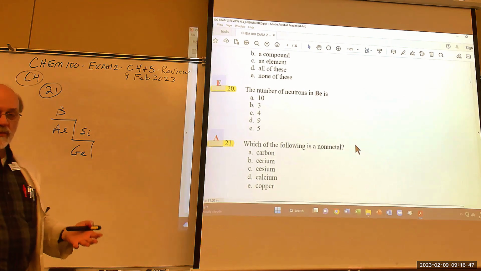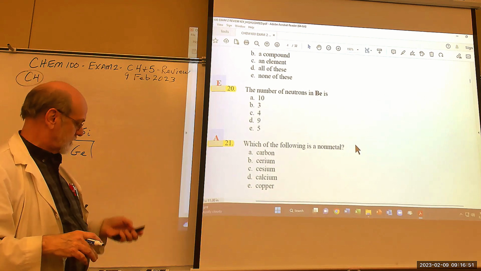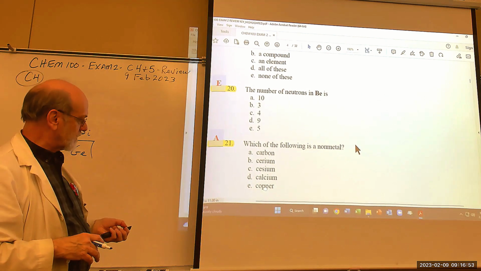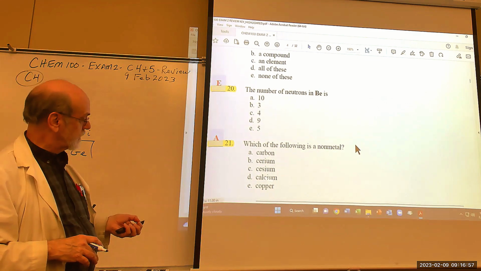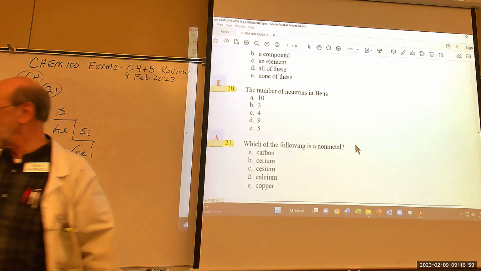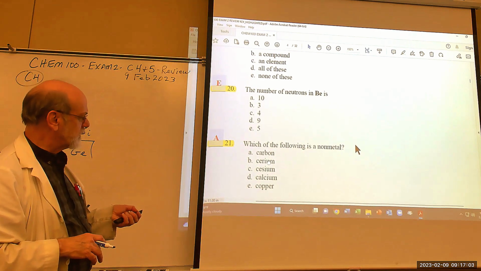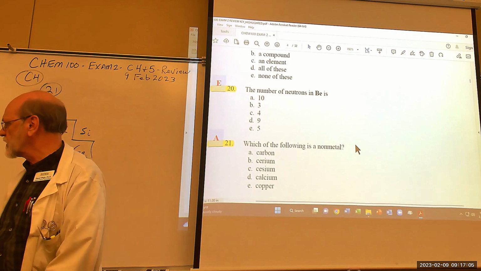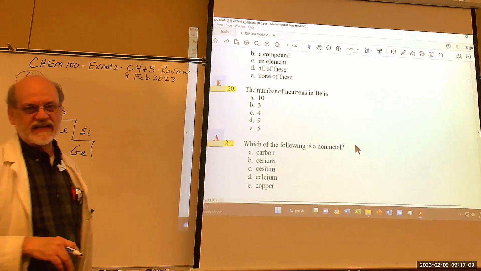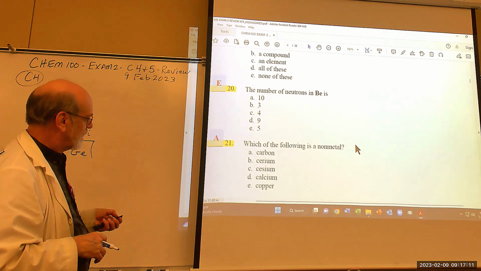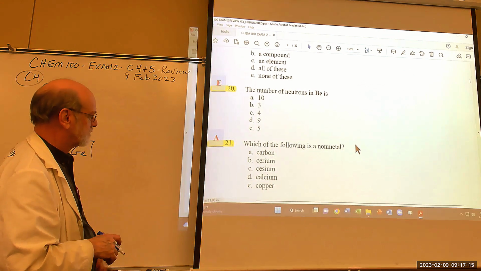But now you look on your periodic table and say, all right, which ones of these is a non-metal? Well, we know that that's a metal. Copper is a transition metal. Calcium is an alkaline earth. Cesium is an alkali metal. Cerium is a lanthanide. Carbon is the only one that's a non-metal in this group.